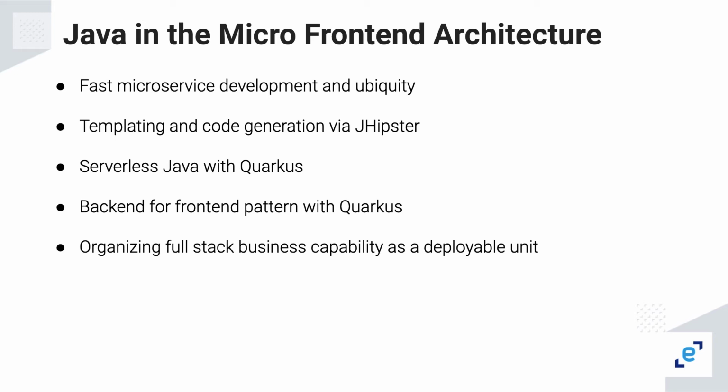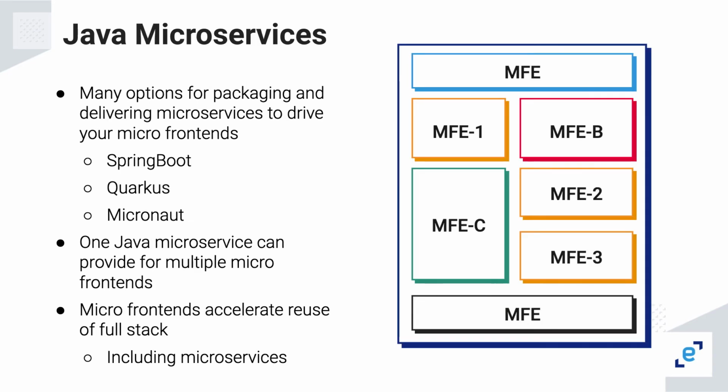And then we'll talk about organizing full stack capability as a deployable unit. How do we take something that represents a business requirement, package it up, and then make it something that we can deploy and reuse in many applications using both Java and micro frontends? So now we'll dive in and talk a little bit about how Java microservices can enable and really drive functionality into our micro frontend architecture on Kubernetes.